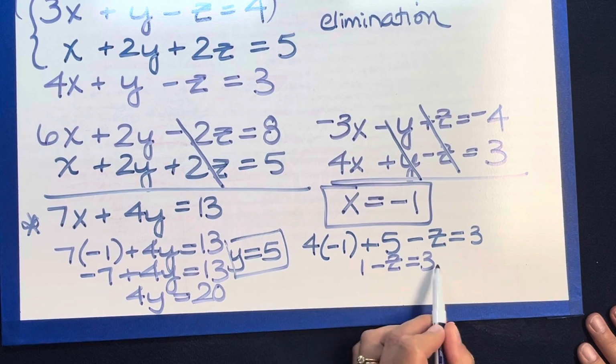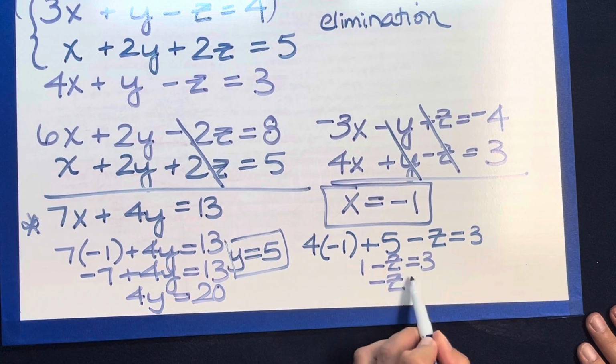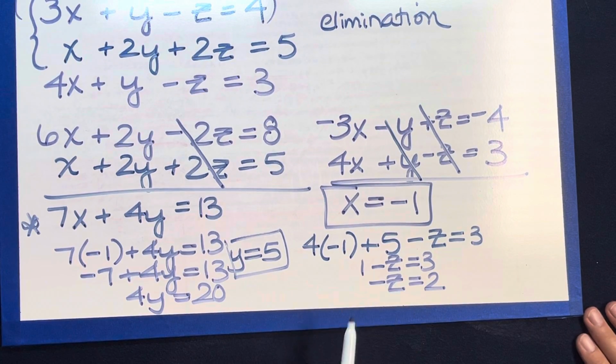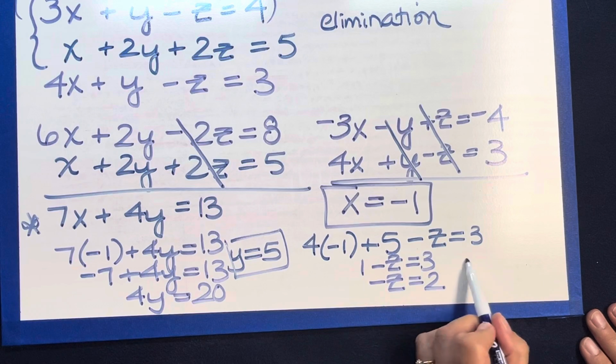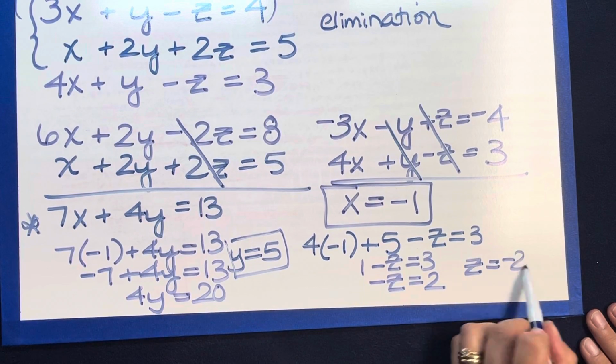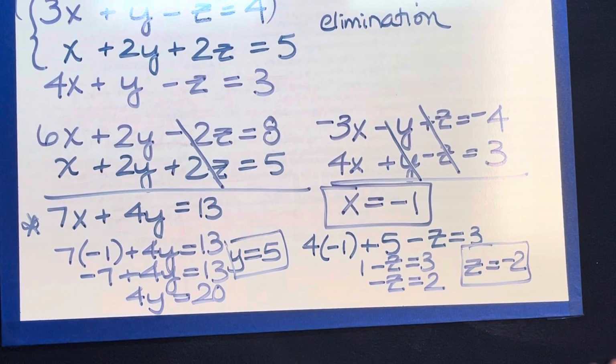And I'm going to move this one over here. I get -z equals 2, but I need to have a positive z. I'll divide both sides by -1. So I get z equals -2.